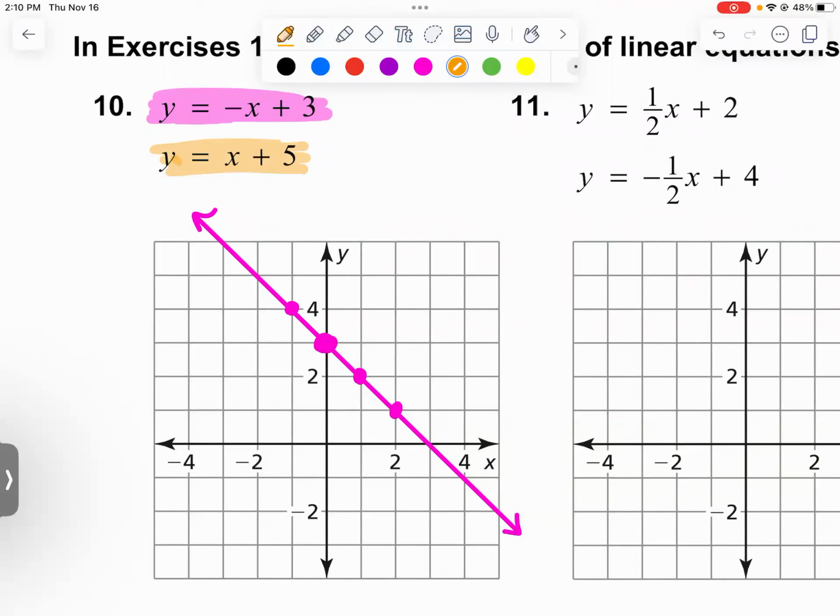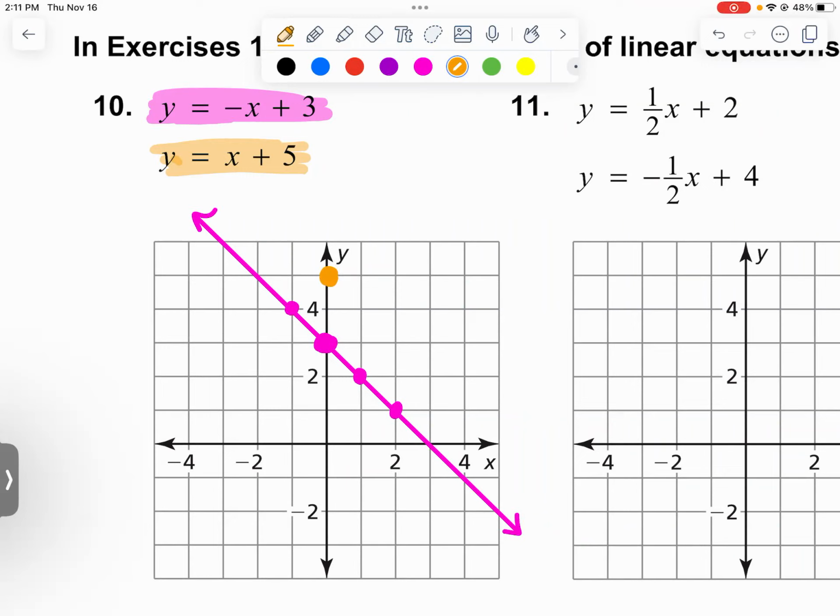What's our y-intercept? 5. You guys, nobody corrected me. Nothing? I said it, and I'm fine. I thought I made a mistake, but I didn't.